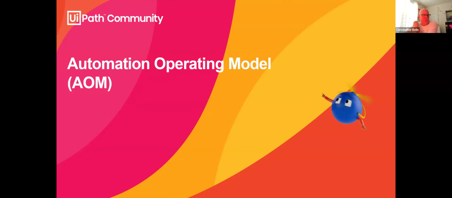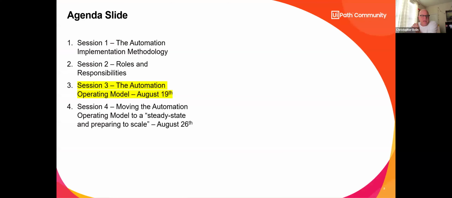Today, we're going to talk about the automation operating model. That should be the organization's model that you as an automation project manager will be working within. And as she said, this is session number 3. Session 4, moving the automation operating model to a steady state and preparing it to scale, is next week in the final class in the final week for the series.